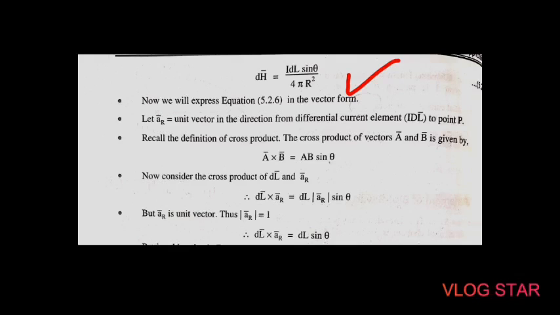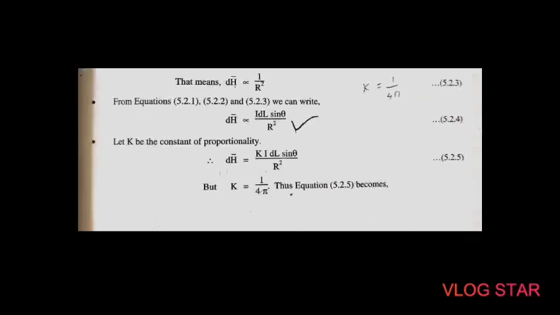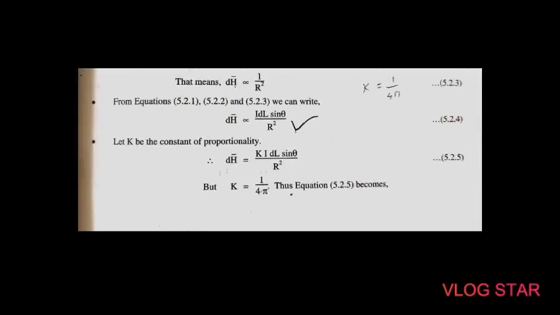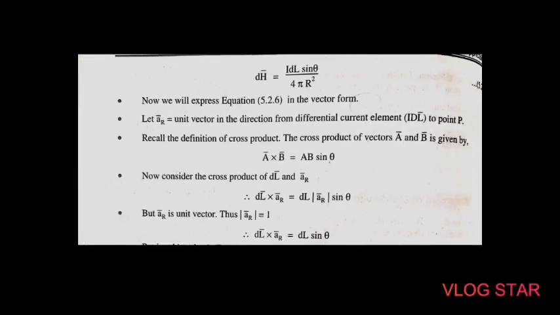Now we have to convert it into the vector form. Then how to convert it? By using the cross product formula. So let us see. aR bar is the unit vector in the direction from the differential current element to the point P. Then after that we can write here the definition of cross product.